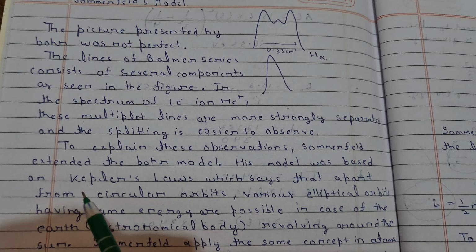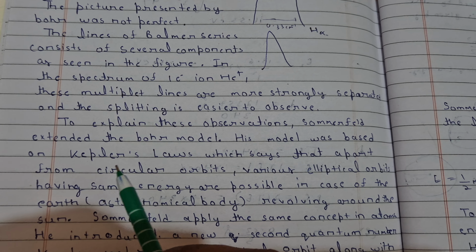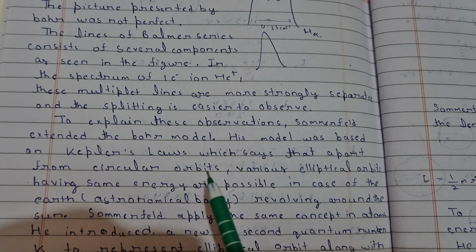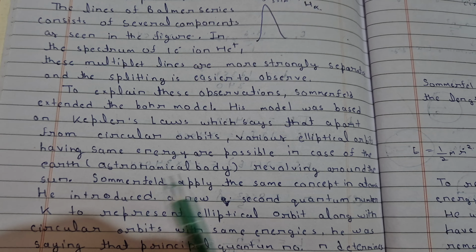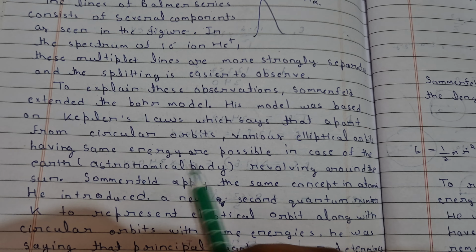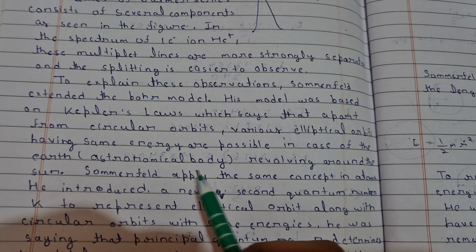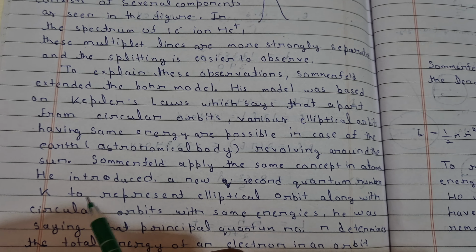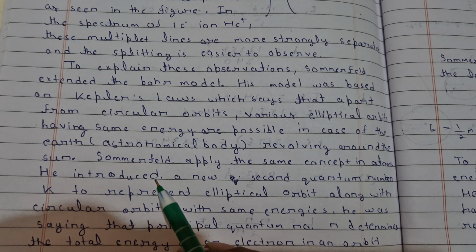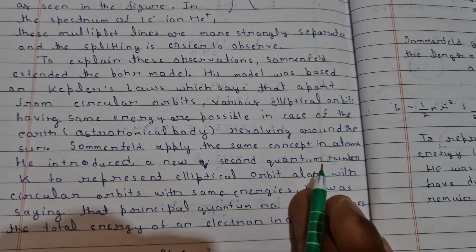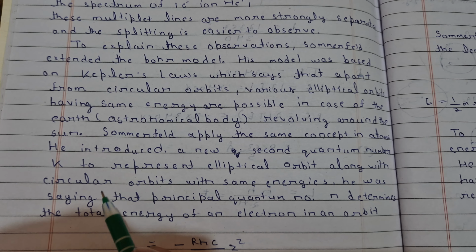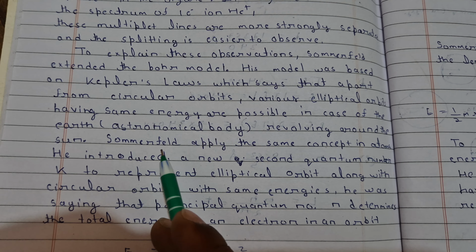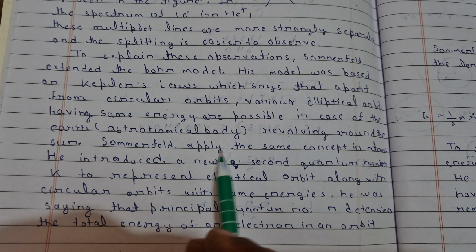To explain these observations, Sommerfeld extended the Bohr model. His model was based on Kepler's law, which says that apart from circular orbits, various elliptical orbits having the same energy are possible, as in the case of the Earth, an astronomical body, revolving around the Sun. Sommerfeld applied the same concept in atoms. He introduced a new second quantum number, k. Later it became the orbital quantum number, l.